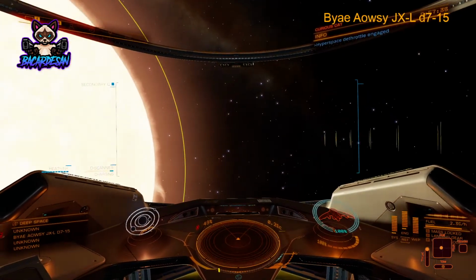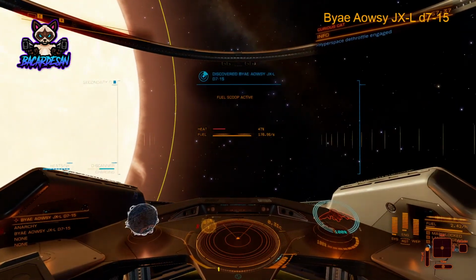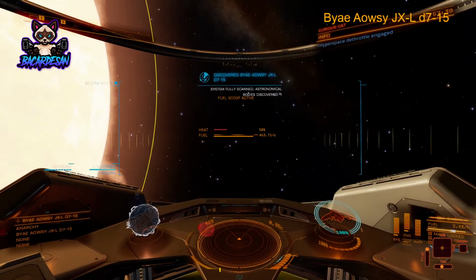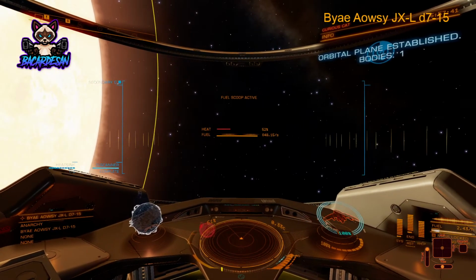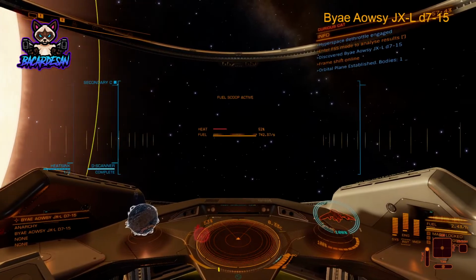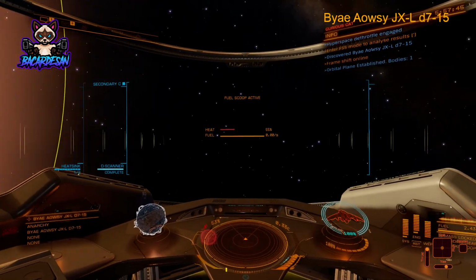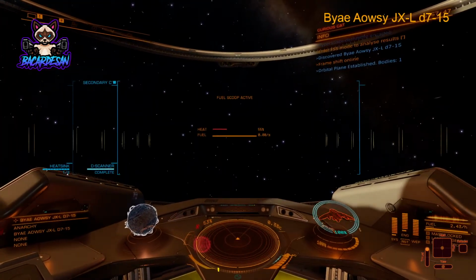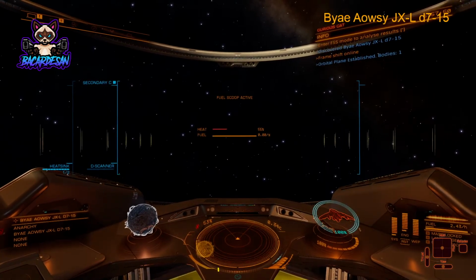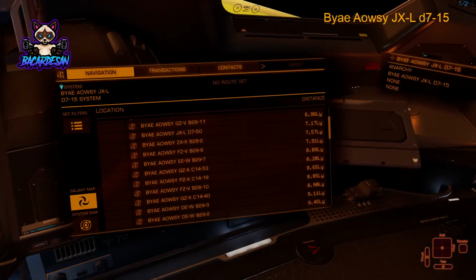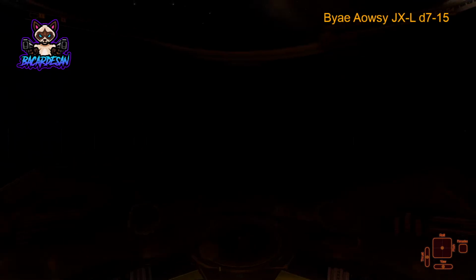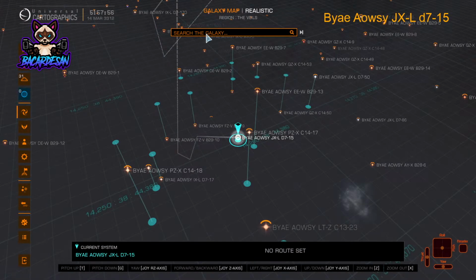Okay, executing. Primary star. Undiscovered. Nothing here. Fuel scooping complete. I wish there was a macro to set up a jump like this.